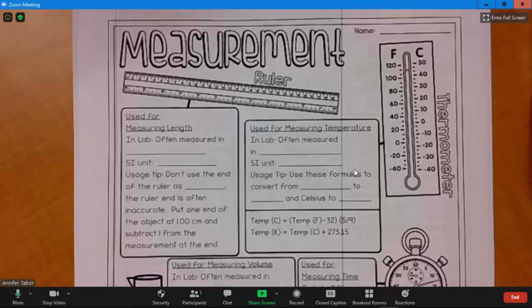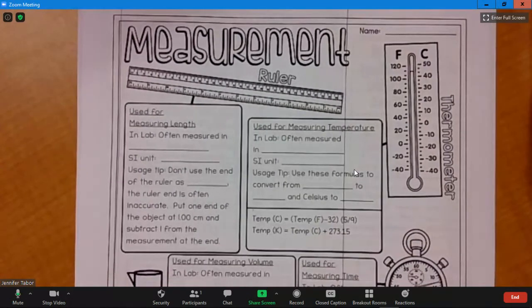Just a recommended unit, so it does not have to be done, but if you want over an 80%, it is required for that. So let's talk a little bit about measurement.